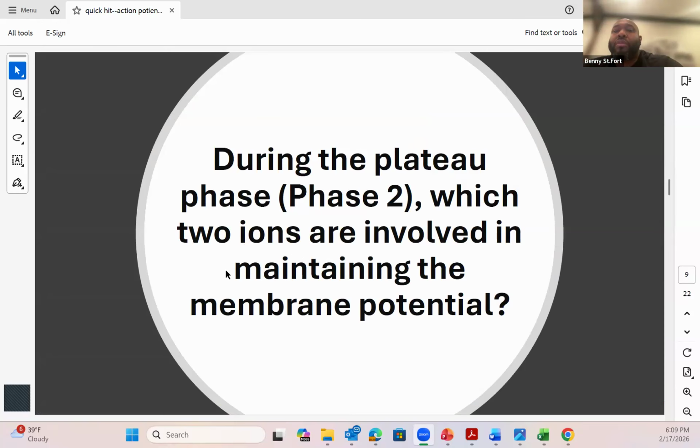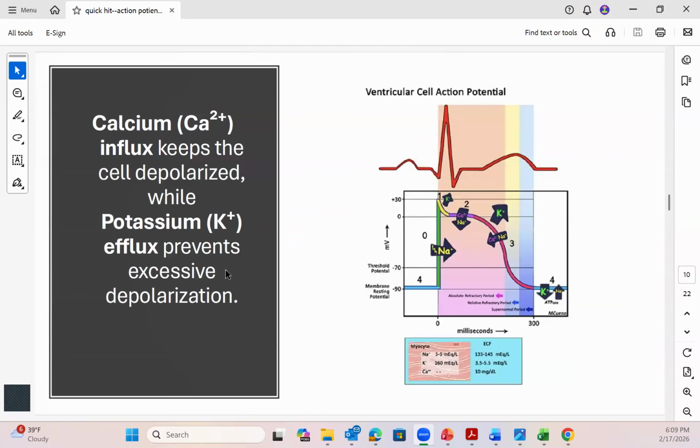And we're going to have everyone think about it, and then we're going to go to the answer. Calcium and then potassium, right? So calcium influx keeps the cell depolarized, while potassium efflux prevents excessive depolarization.